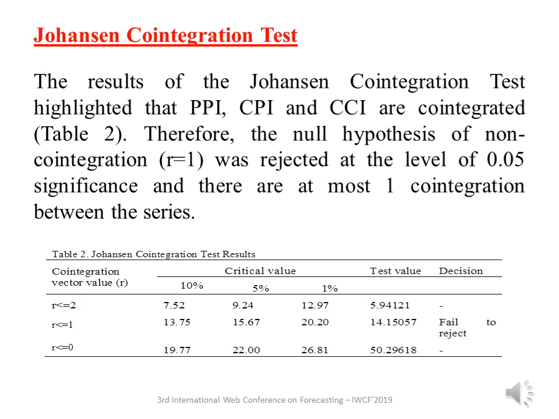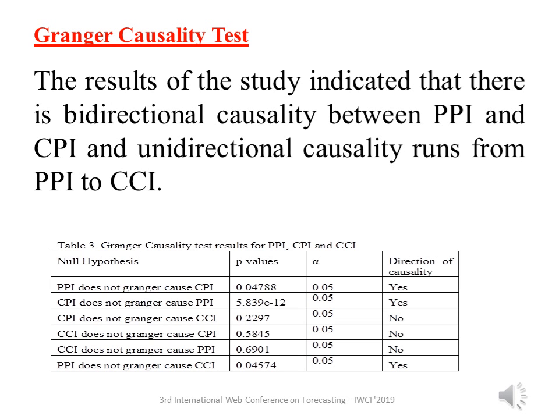Results of the Johansen cointegration test highlighted that PPI, CPI, and CCI are cointegrated. Therefore, the null hypothesis of non-cointegration was rejected at the 0.05 significance level, and there is at most 1 cointegration between the series. The causality test results of the study indicated that there is bidirectional causality between PPI and CPI, and unidirectional causality runs from PPI to CCI.